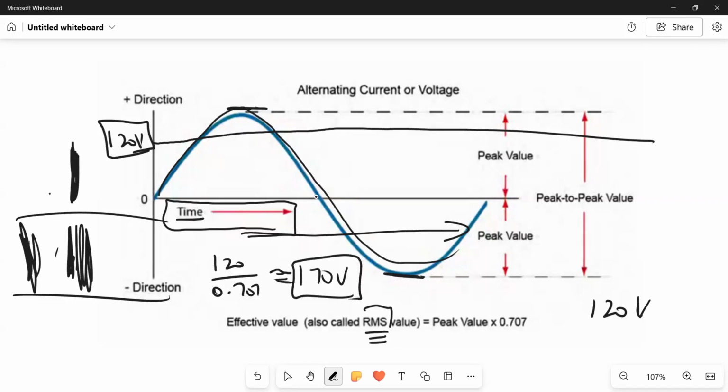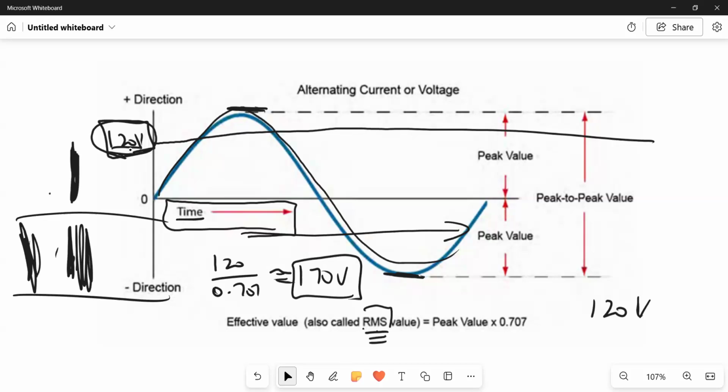So the peak voltage that you will get from the AC power that is coming into your house is 170 volts. But if you were to take a voltmeter and test your voltage, you get 120. Why? Because the root mean square is a statistical expression, right? Let's not get into it. It's going to register 120 volts, right? So in all your calculations, you're going to use 120.